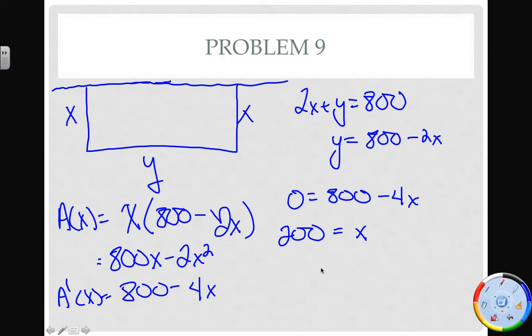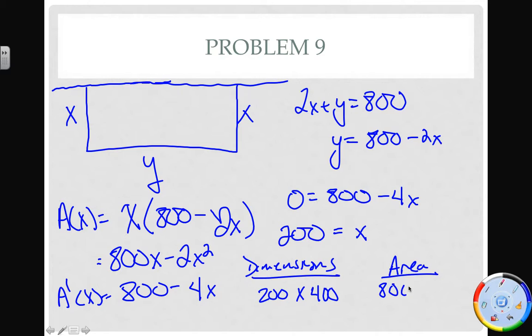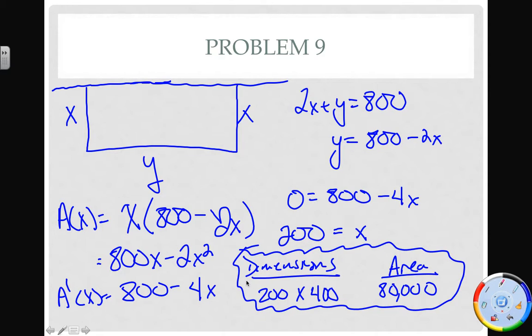The other thing you got to remember is that's not actually what the question is asking. And it says, what's the largest area and what are the dimensions? Well, the dimensions are 200, oops, not 2,000, 200 by 800 minus 400 because the x value is 200. So 200 by 400, and the area is 8 with 4 zeros. All right, easy peasy.